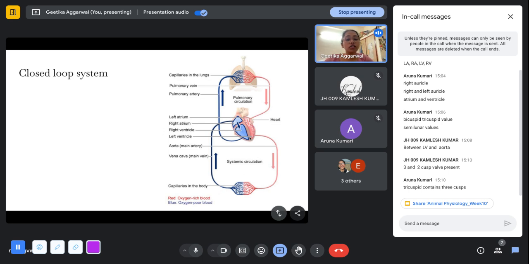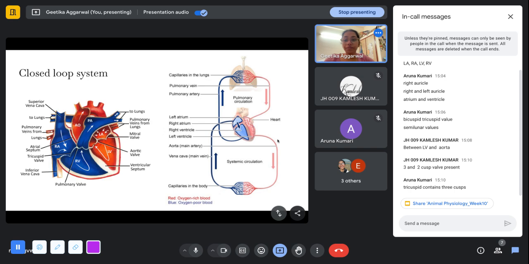And the rest of the circulation, where the oxygenated blood goes to the rest of the body and comes back as deoxygenated blood, is called the systemic part of the circulation. In this, you can see that in blue there is oxygen poor blood or deoxygenated blood, and the red one is the oxygen rich blood.